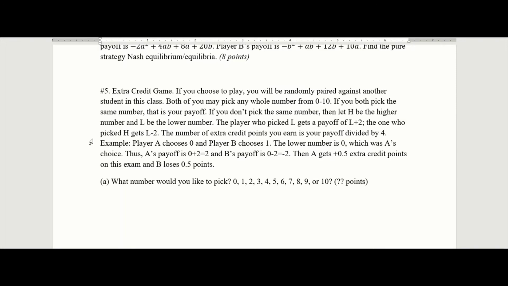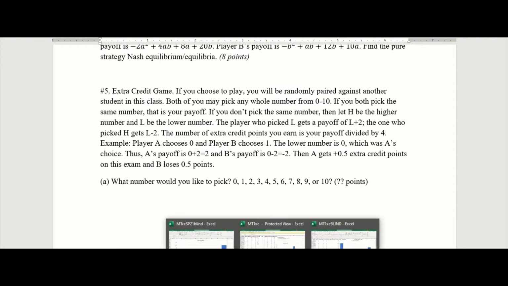As an example, let's say player A picks 0 and player B is going for 1. The lower number is 0, so A is getting 0 plus 2 and B is getting 0 minus 2. So you can see that it's possible to lose extra credit points in this game, so you're not compelled to play. Some of you did opt out of playing, which is fine. But many of you participated, so let's see what happened among those who played the game.